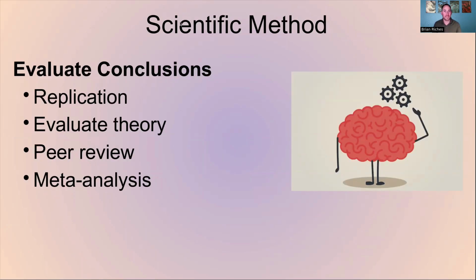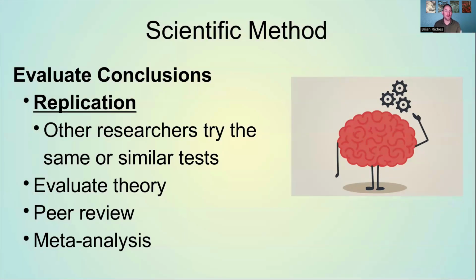All right, now we have those conclusions. We can do some steps in evaluating those conclusions. One thing that we can do is called replication. Replication is when other researchers do the same or nearly the same test. So if I found something that worked for adolescents in California, maybe I have a colleague in Florida do the same kind of test and see if it works there too.